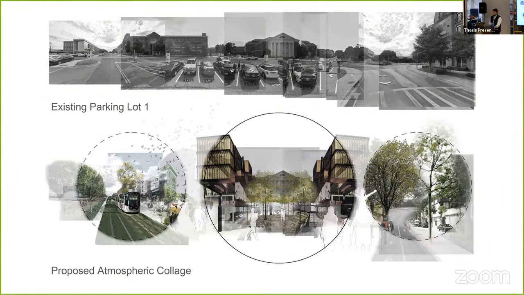Starting to get into more of the design aspect, currently Parking Lot 1 is obviously a parking lot, but on the northern side is where the Purple Line corridor will go through, and on the southern side we have Campus Drive. So beginning to integrate those as the edges and creating the spaces within the middle that foster and have the housing within Parking Lot 1.